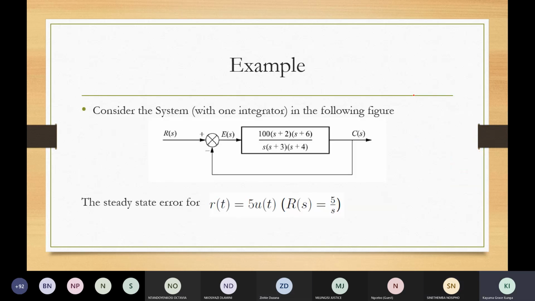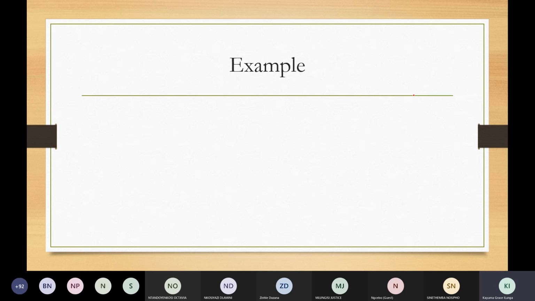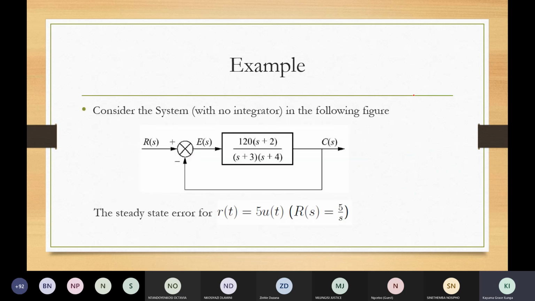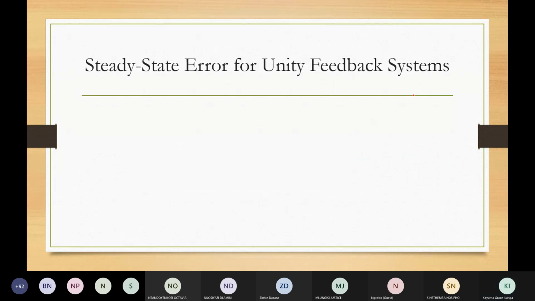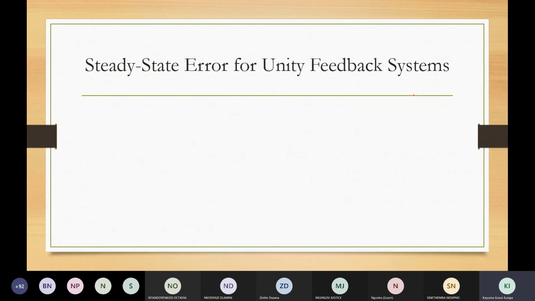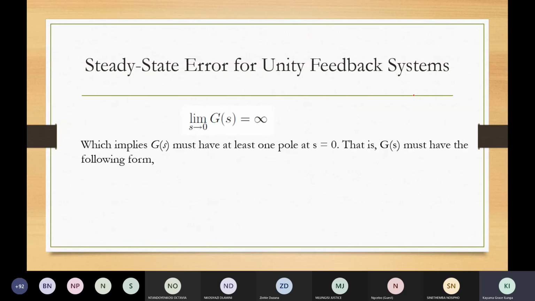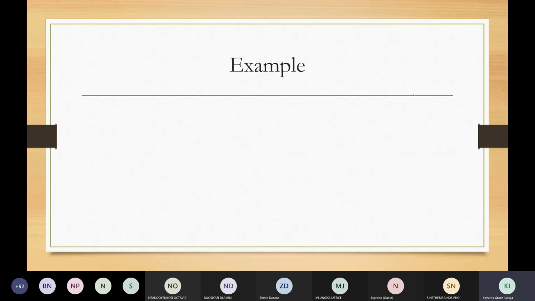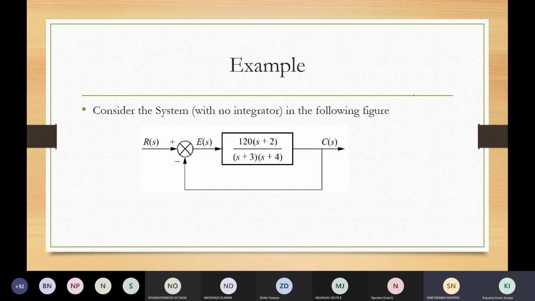Yes, sir. Okay. So when I introduced this example, let me go back to this. When I introduced this example, I was talking about this system with no integrator. You remember? The integrator.